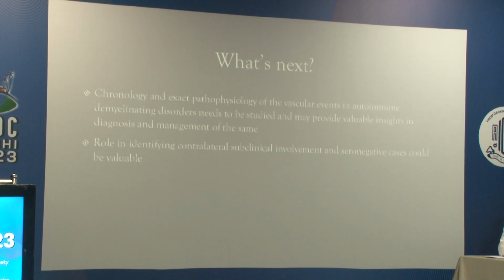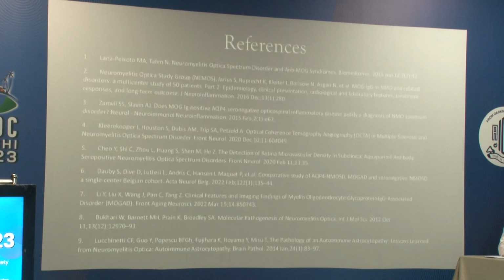So what is next? If we are able to describe the chronology and find the exact pathophysiology of these vascular events in these autoimmune demyelinating disorders, then it might provide very valuable insights into the diagnosis and management of these disorders. If OCTA can play a role in identifying contralateral subclinical involvement of the other eye or seronegative cases, it could be very valuable.